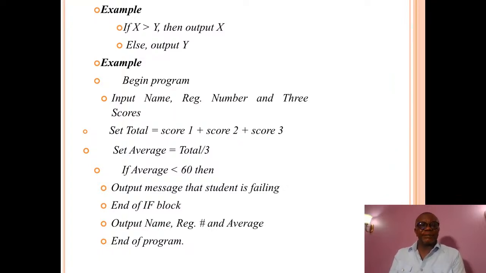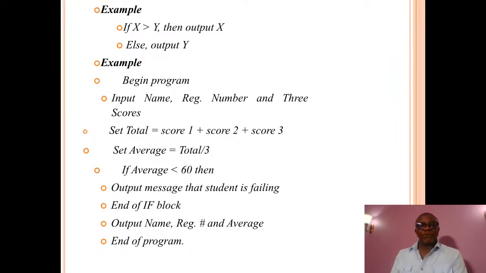Set total to be equal to score 1 plus score 2 plus score 3. Set your average to be total divided by 3. So if average is less than 60, then output message that student is failing. Then end of if block. We will see as we go on. The minute you use if, then you must specify when the if condition will end.